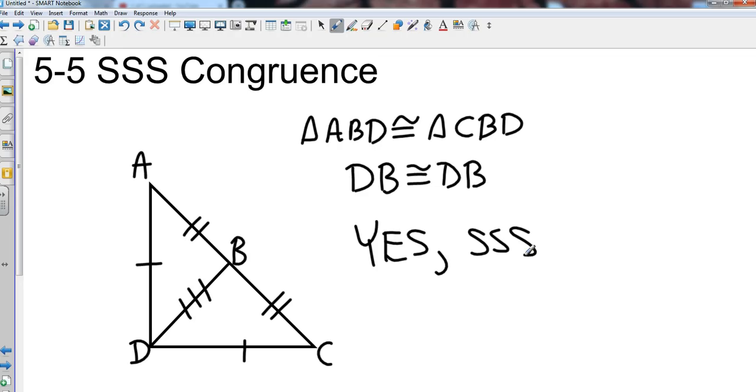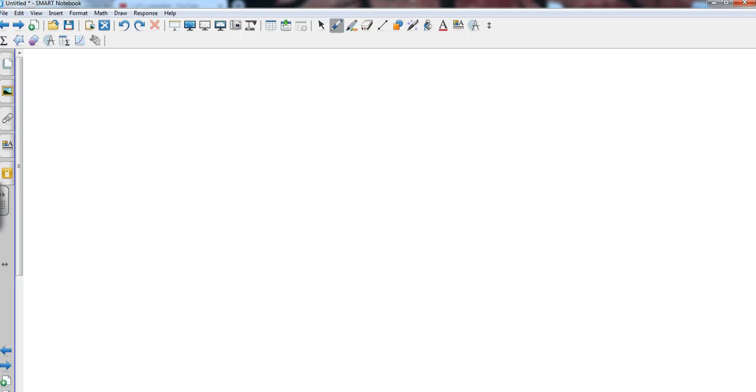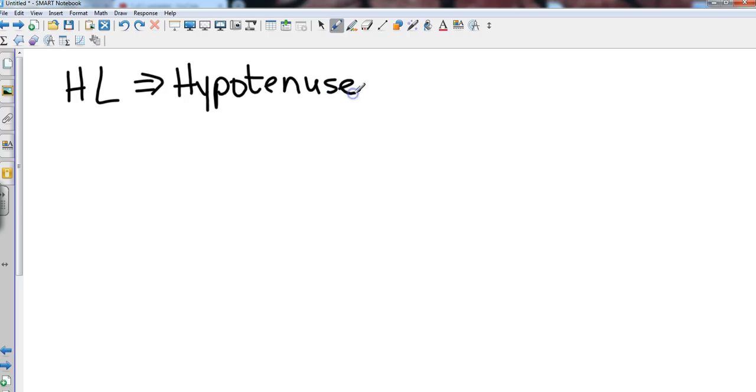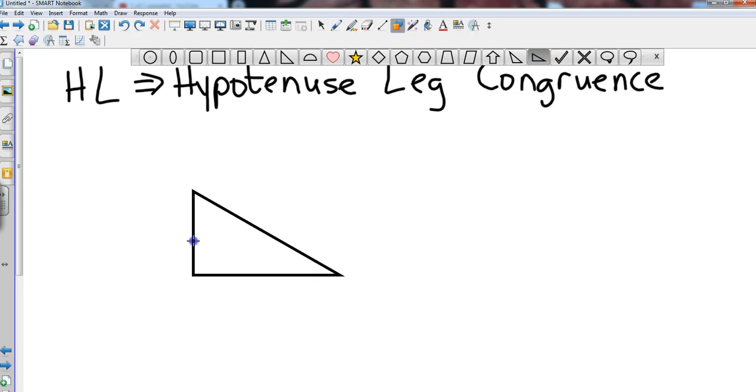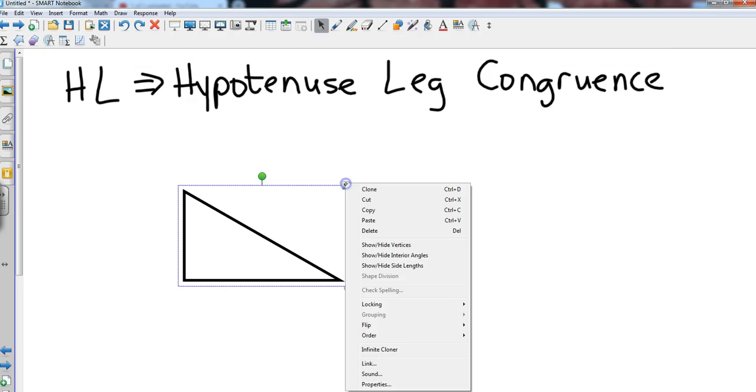So now, the little twist that's going to work only for right triangles is called the hypotenuse leg congruence. Obviously, if we use the word hypotenuse, we know it's only going to be for right triangles. So the hypotenuse leg congruence. And this will start to make sense, and it already might make sense to you right away. Let's draw a couple of right triangles. I'll go ahead and just clone them so I know they're the same.